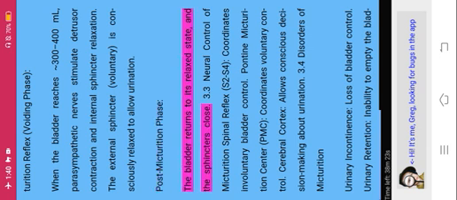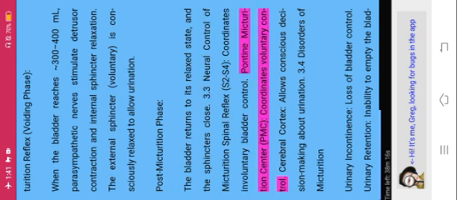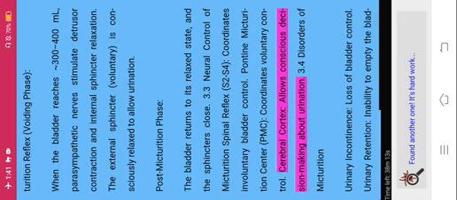Post-micturition phase: the bladder returns to its relaxed state, and the sphincters close. 3.3 Neural control of micturition. Spinal reflex, S2-S4, coordinates involuntary bladder control. Pontine micturition center, PMC, coordinates voluntary control. Cerebral cortex allows conscious decision-making about urination.